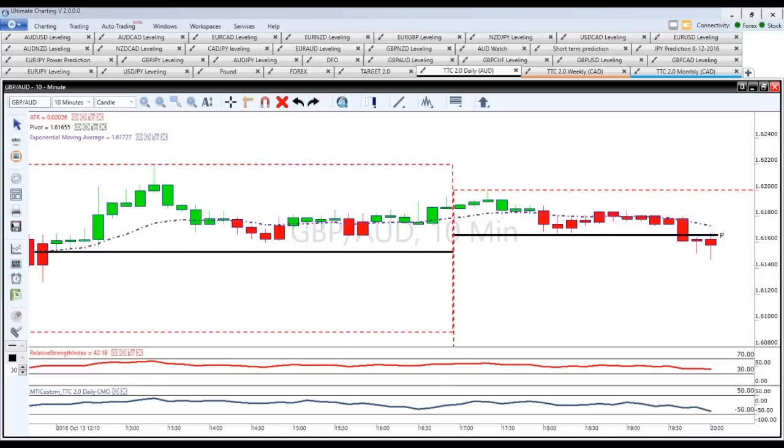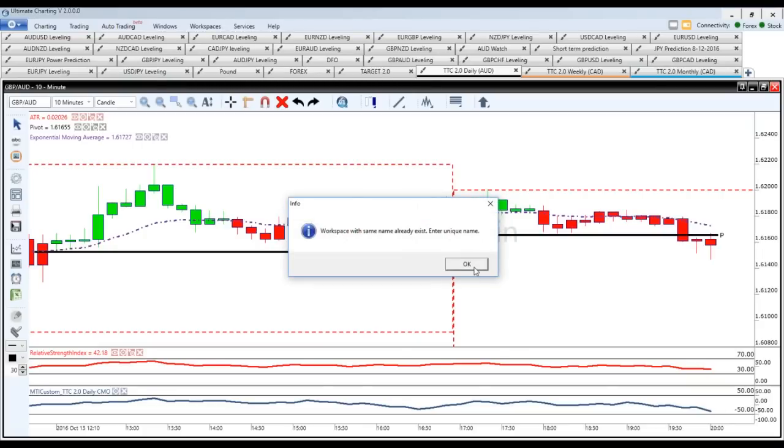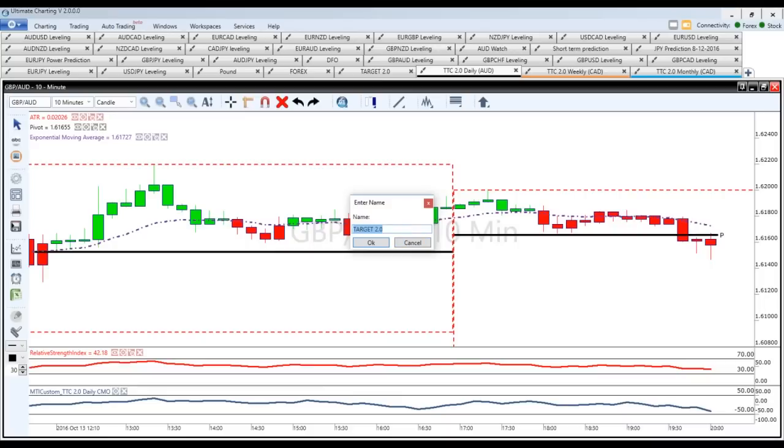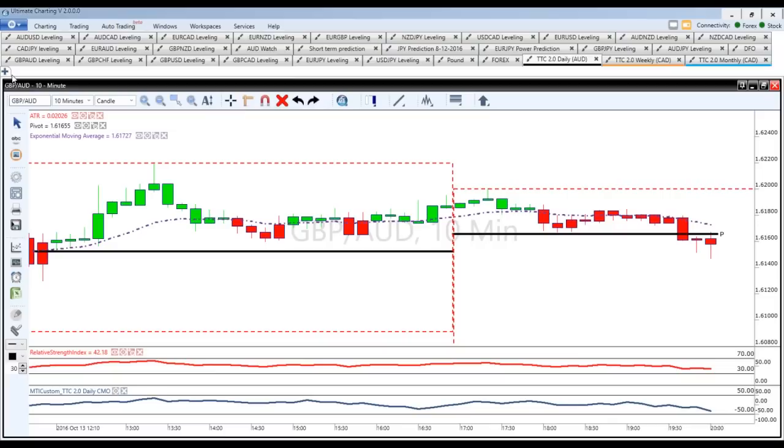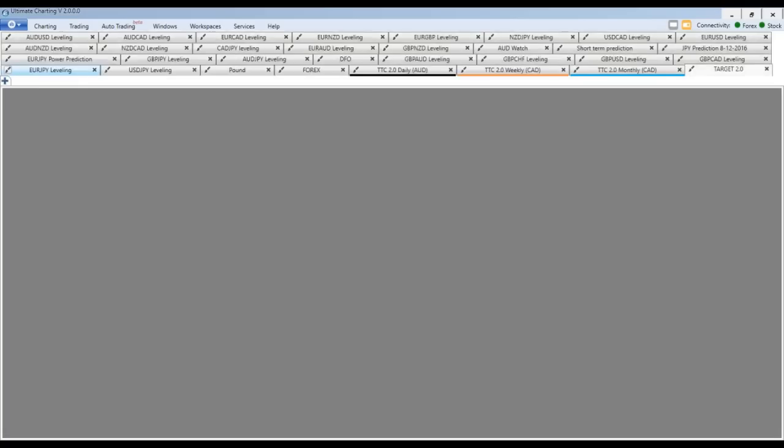I understand that some of you may not have these softwares, which is okay. So grab your pens and sheets of paper and just write down the price points. Target 2.0. Well, let me just get rid of that one then. No. So let me add this. Target 2.0. There we go. Okay.